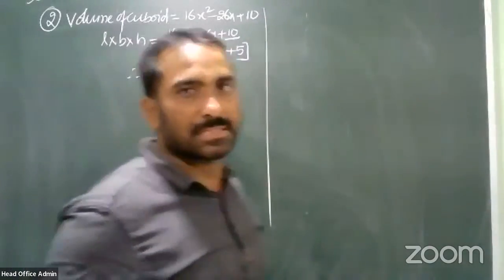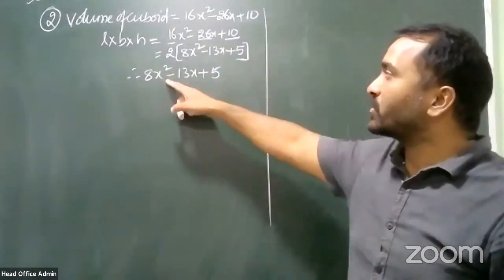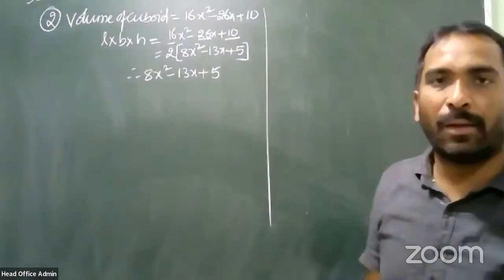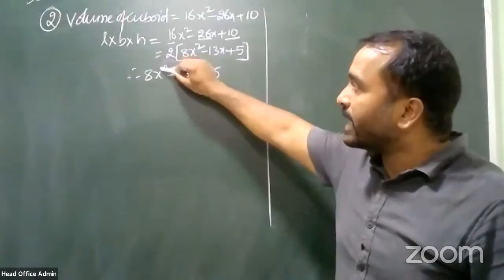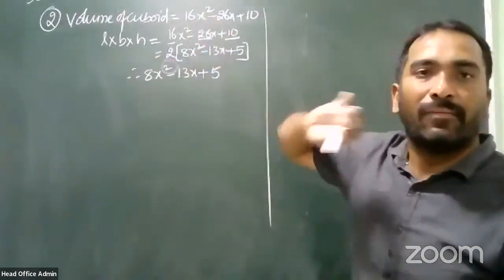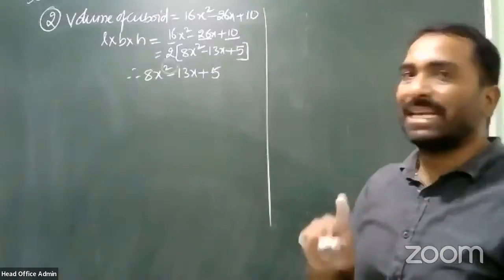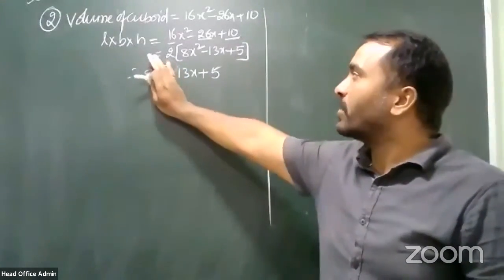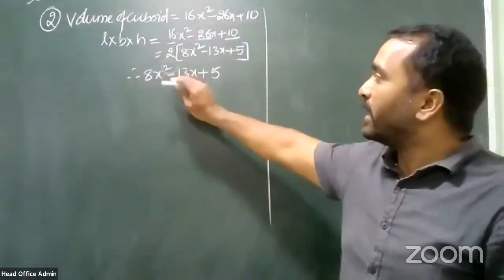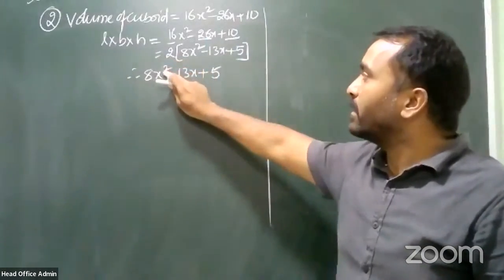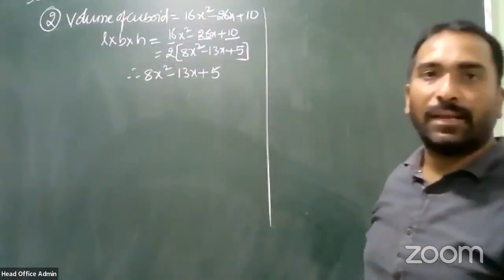Take out the factors for this given quadratic polynomial. Like 8x square minus 13x plus 5 is called a quadratic polynomial. Already we have discussed why I am calling it a quadratic polynomial: because the highest degree is 2. If the highest degree is 3, we call it a cubic. If the highest degree is 1, like suppose 8x square is not there, only 13x plus 5, we call it a linear polynomial. But here the highest degree is 2, so we call it a quadratic polynomial, right?